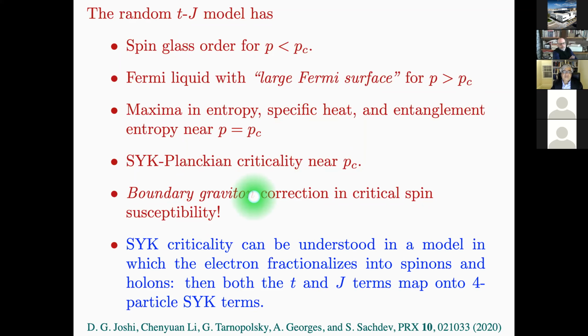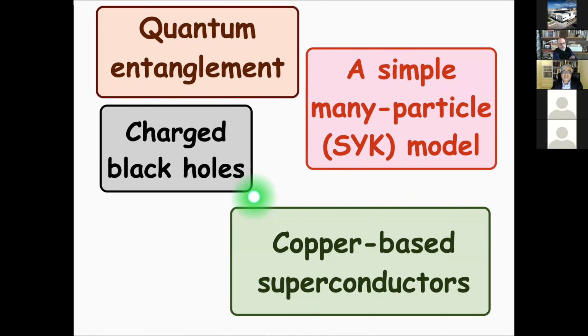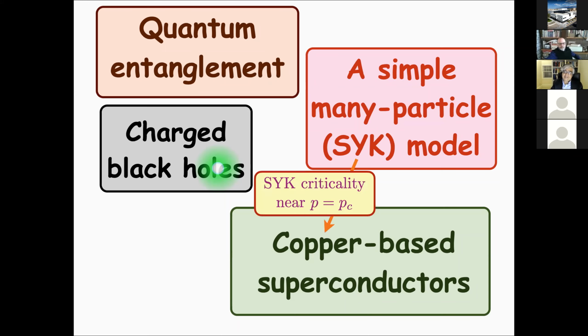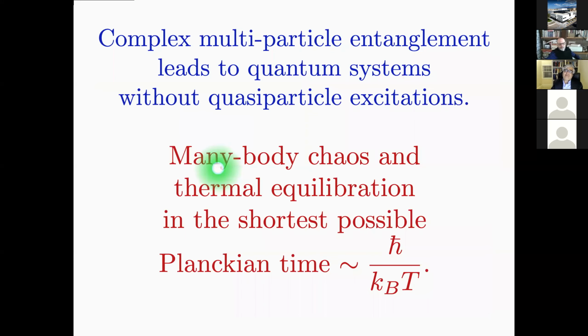All right, so I'll conclude. This is what I've talked about here. And these are all, this SYK model, the copper-based superconductors and charged black holes, are systems that are connected. These are connected by 2D quantum gravity. This has SYK criticality near pc. And these are all systems without quasi-particle excitation, with complex many-particle entanglement, and very rapid decoherence in the time h bar over kT.